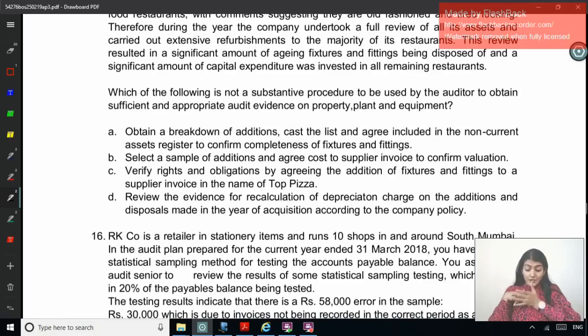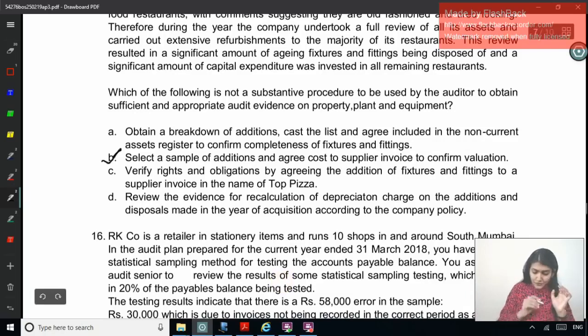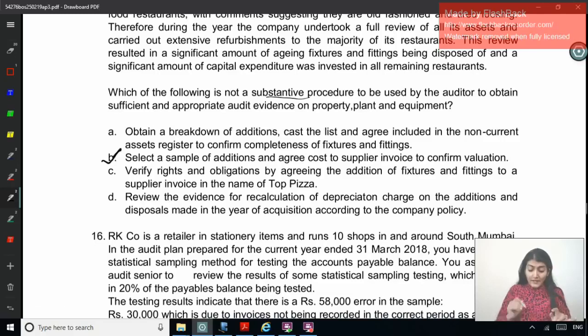Option B: select a sample of additions and agree cost to supplier invoice to confirm the valuation. Right. So, sample of additions, agree cost to supplier invoice to confirm valuation looks like a procedure which should be performed, the right substantive procedure. Option A: obtain a breakdown of additions, total the list and agree with the non-current assets register to confirm the completeness. Option C: verify rights and obligations by agreeing the additions of fixtures and fittings to a supplier invoice in the name of Top Pizza, so that the invoices are in the name of Top Pizza and company.